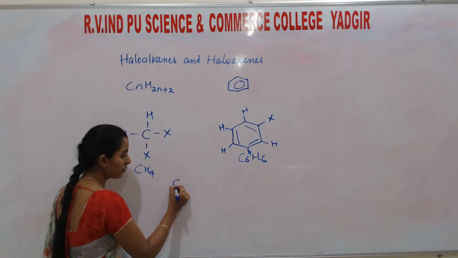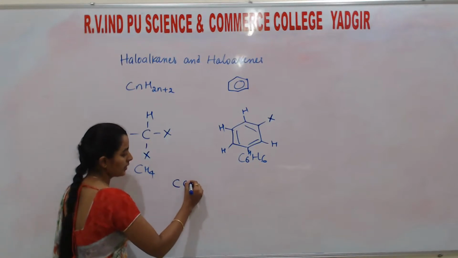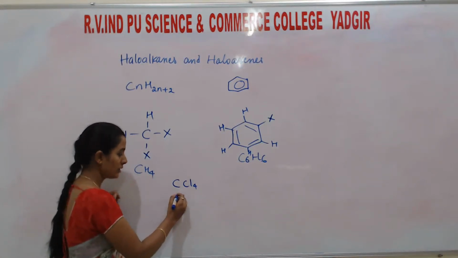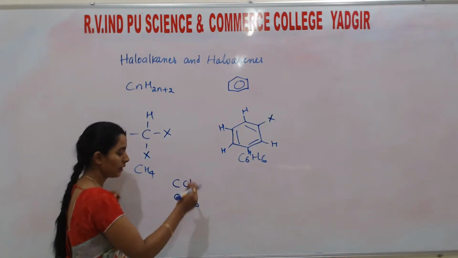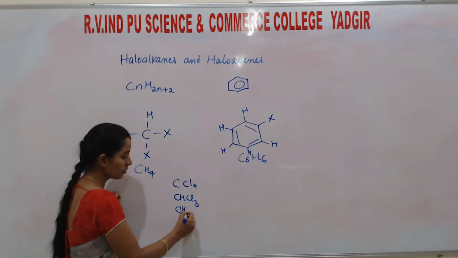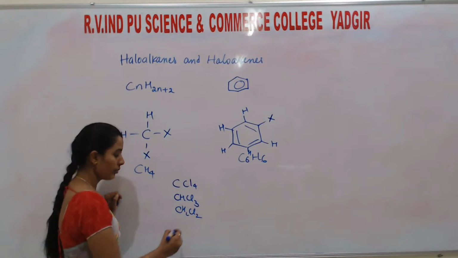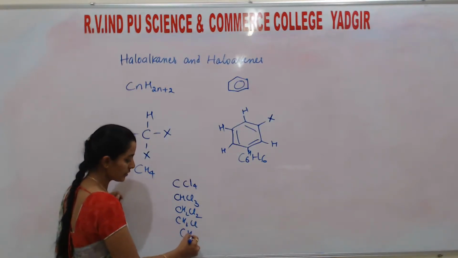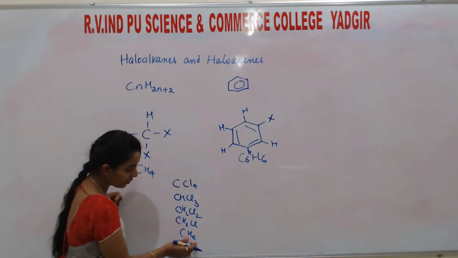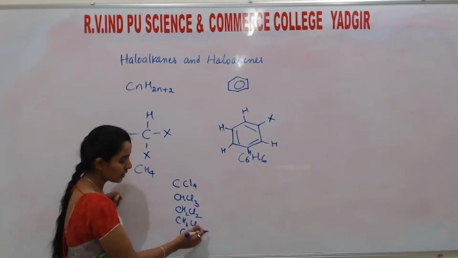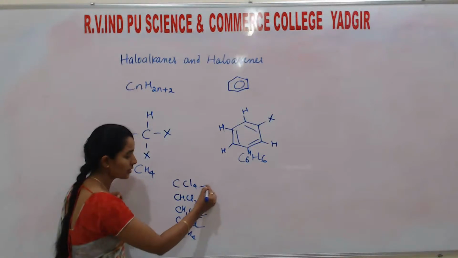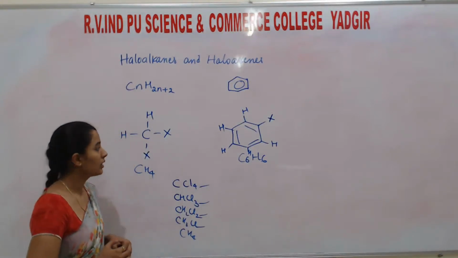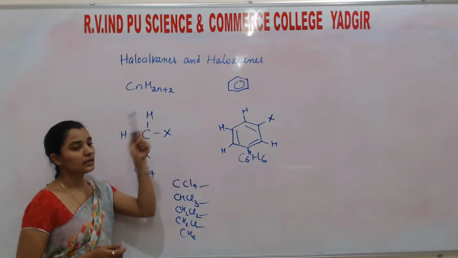So example for that, you know, CCl4 is there, tetrachloromethane. CHCl3 is there, trichloromethane. CH2Cl2 is there, dichloromethane. CH3Cl is there, monochloromethane, and CH4 with four hydrogens is there. Each hydrogen is replaced by 1 Cl, 2 Cl, 3 Cl, 4 Cl. Okay, so these are all the derivatives of alkanes and arenes.